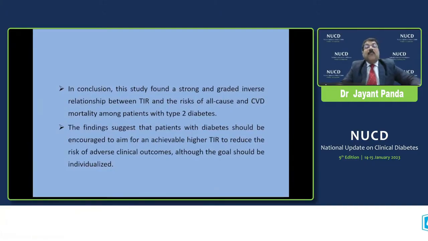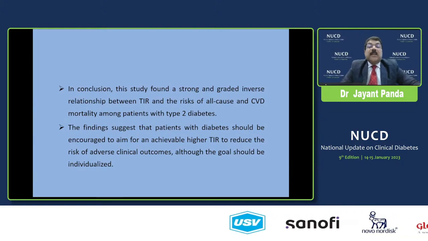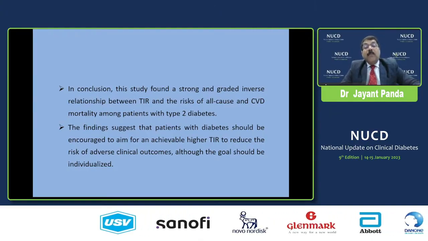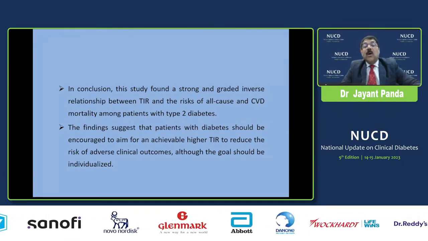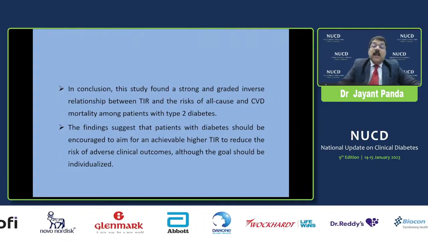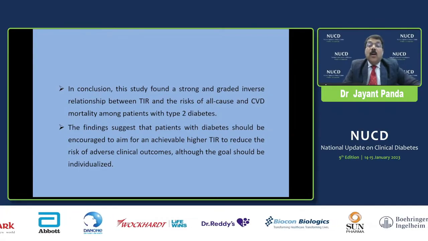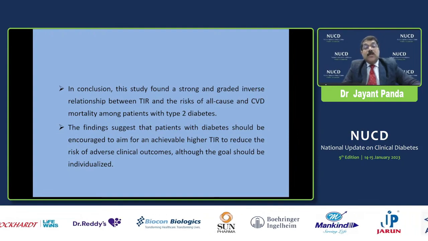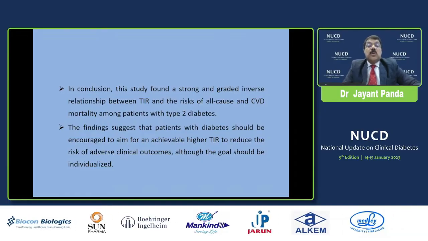So in conclusion, the study found a strong and graded inverse relationship between time in range and the risk of all-cause and CVD mortality among patients with type 2 diabetes. So the findings suggest that patients with diabetes should be encouraged to aim for the achievable higher TIR to reduce the risk of adverse clinical outcomes, although the goal should be individualized. In elderly and frail patients, we have a higher goal, no doubt, but this time in range is very broad, 70 to 180, and the more time somebody spends in range, the less is the chance of macro as well as microvascular complications, as you saw in these trials.